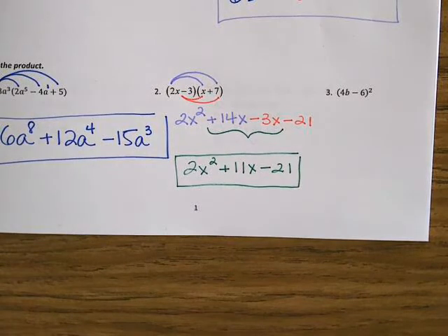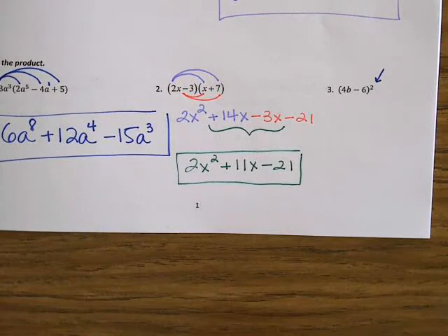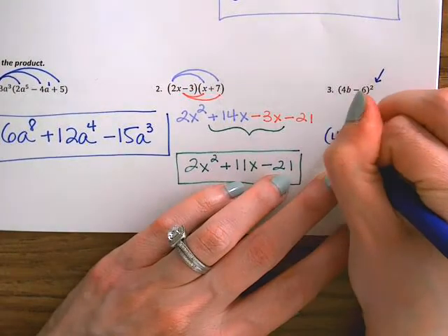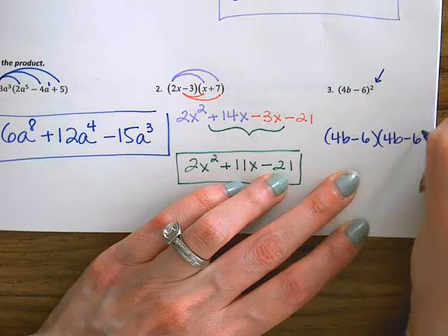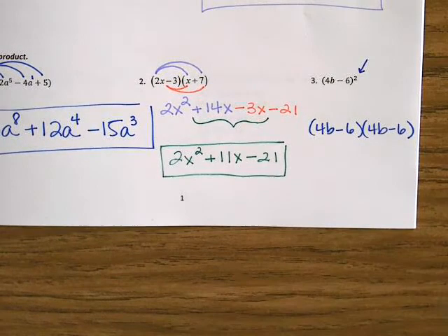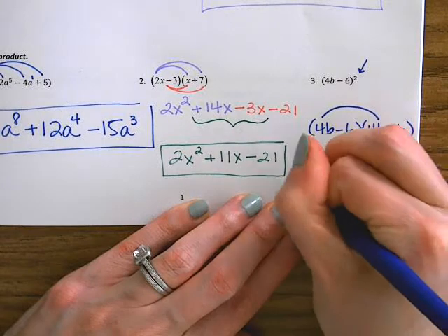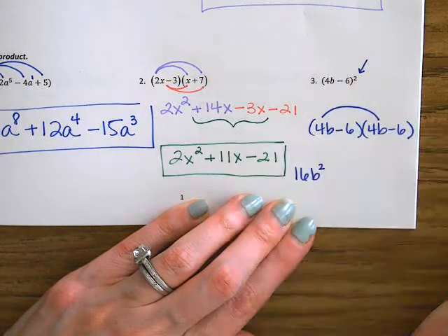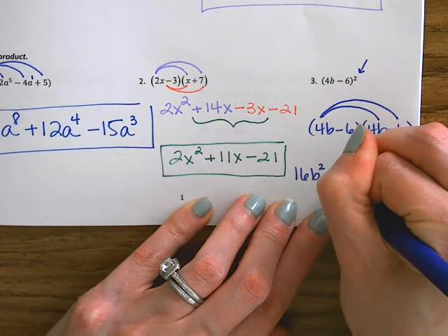All right, and then one more that's very similar. Do you guys remember what to do when it says something squared? It means you have to write it twice and multiply it by itself. Exactly the same thing, but you write it twice. All right, 4b times 4b is 16b squared. 4b times negative 6 is negative 24b.